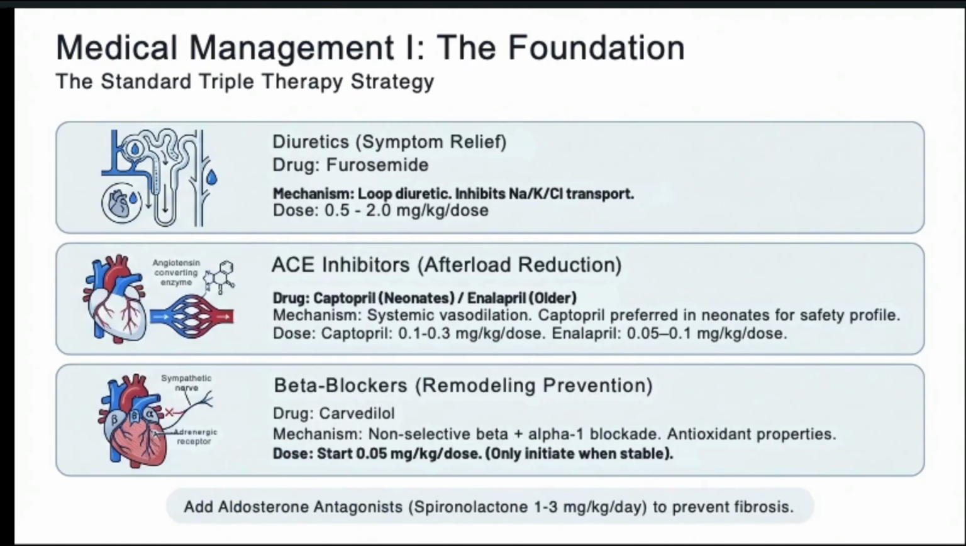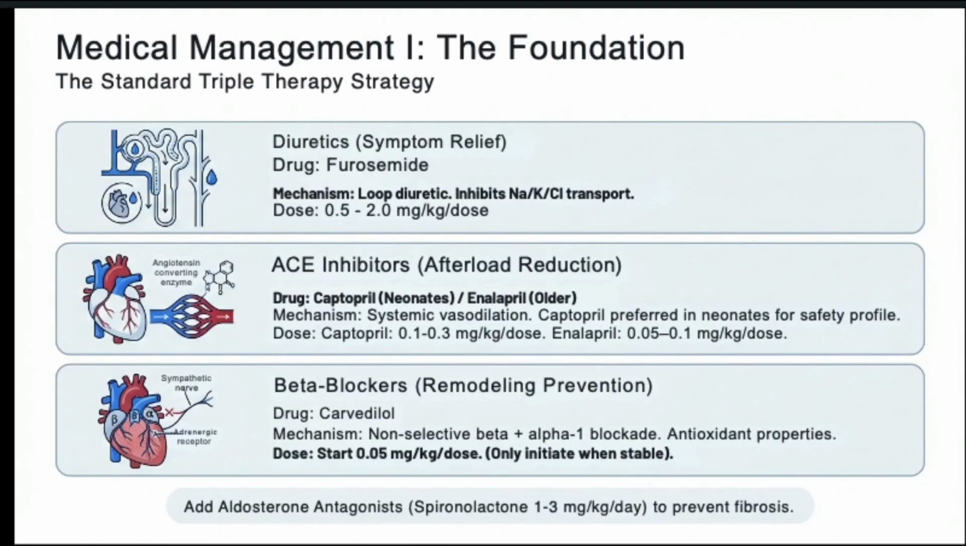As far as the management is concerned, the medical management, number one, in acute heart failure. Acute heart failure means acute decompensated heart failure, where there is volume overload, too much volume congestion in the body. We always use our old time tested drug, that is a loop diuretic, furosemide, at a dose of 0.5 to 2 milligram per kg per dose. It inhibits the sodium potassium chloride co-transport and moves sodium out and moves water out of the body. So that's usually used in acute heart failure.